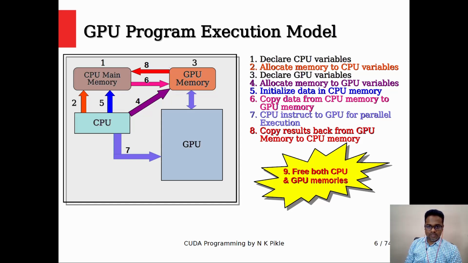To do that, just a quick recap. These are the steps we have to follow when we write any CUDA program. That is, declaration of CPU variables, allocation of memory for the CPU variables, declare GPU variables, allocate memory for GPU variables. We initialize data in the CPU memory, copy data from CPU to GPU, perform parallel computation, and bring back results to CPU memory. Finally, we'll free all the memories. So these are the steps we'll follow while writing a CUDA program for vector addition.